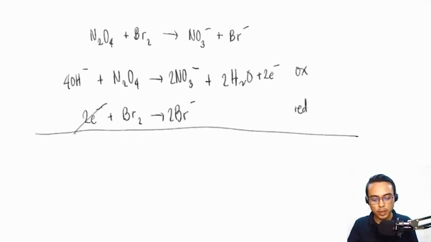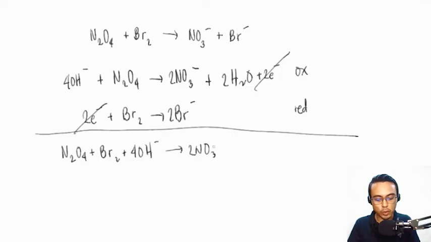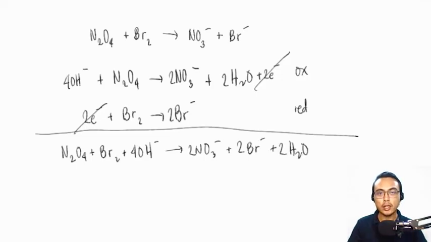Electrons cancel. And we are left with N2O4 plus Br2 plus 4OH minus yields 2NO3 minus plus 2Br minus plus 2H2O. This is now our balanced redox reaction. To check, let's perform a mass and charge balance. For the masses, nitrogen, you have 2 on both sides. Oxygen, you have 4 plus 4, 8 on the reactant side. On the product side, you have 6 plus 2 is equal to 8. That's also balanced. For the bromine, that's 2:2, balanced. And for hydrogen, we have 4 in the reactant side and 4 in the product side as well.